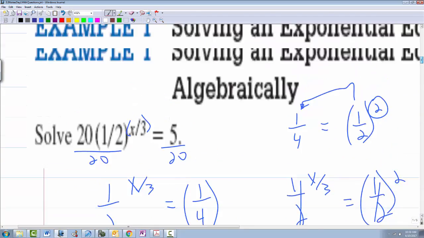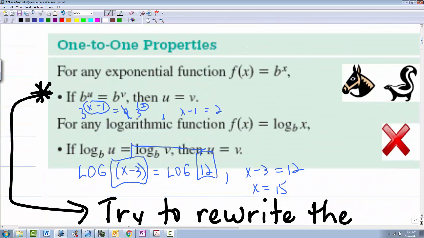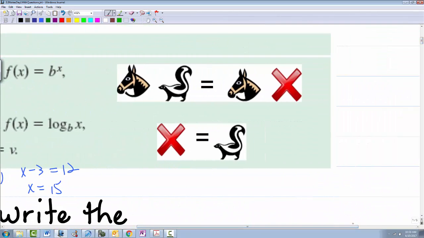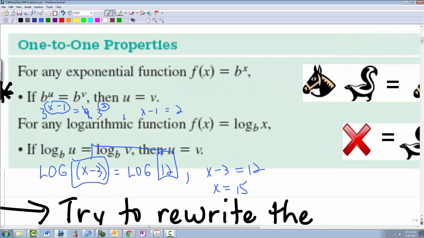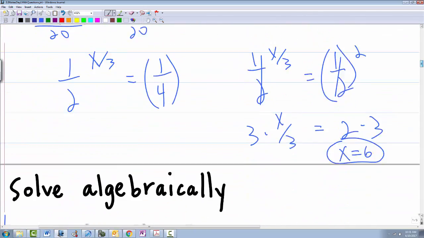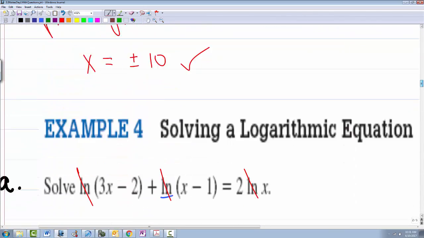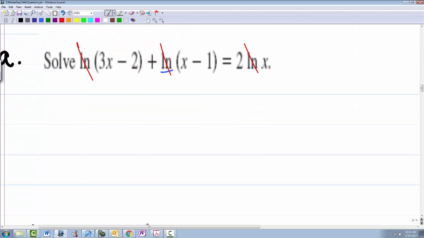You use the one-to-one property, which I'm going to call it, if it emulates the horse times skunk equals horse times X property. Which means if I have log equals log, then I drop the logs because it's just matching. This is not the case, and I'm trying to save those students that will still do this for some reason, because every year that I talk about this, they make the same mistake, and I do want to cry.